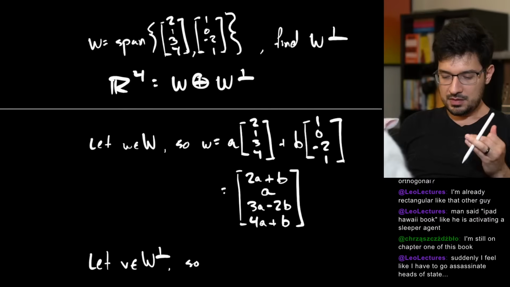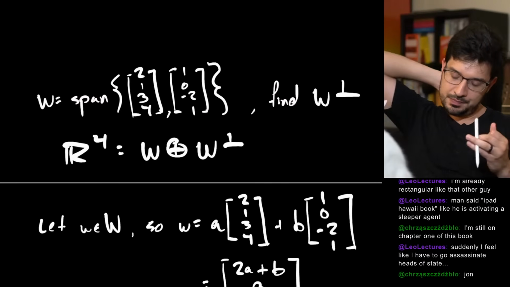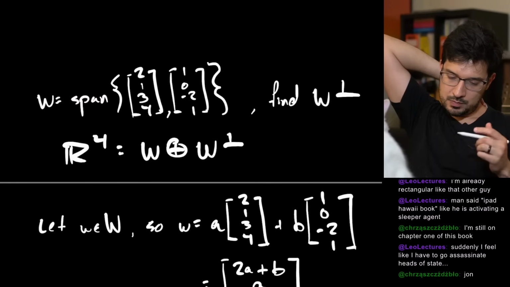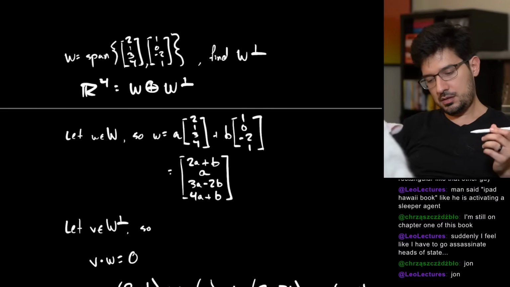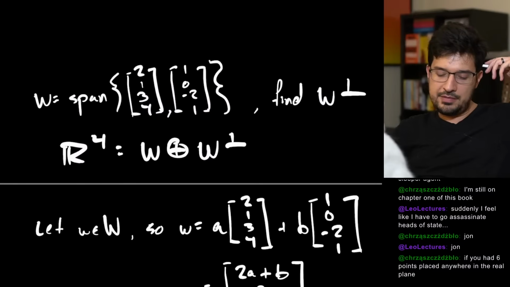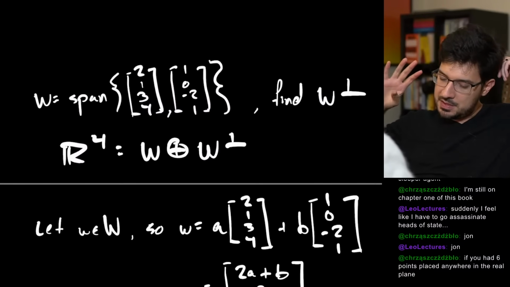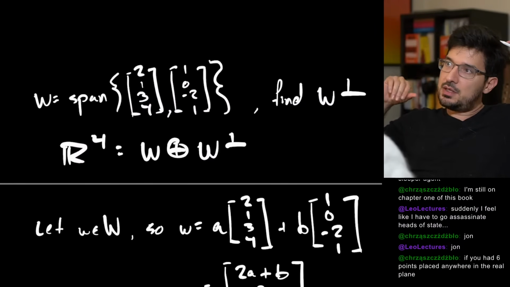So, we're supposed to find the orthogonal complement of W. Well then, I know that R4 should have a direct sum decomposition like this, so it should be the span of two separate vectors.